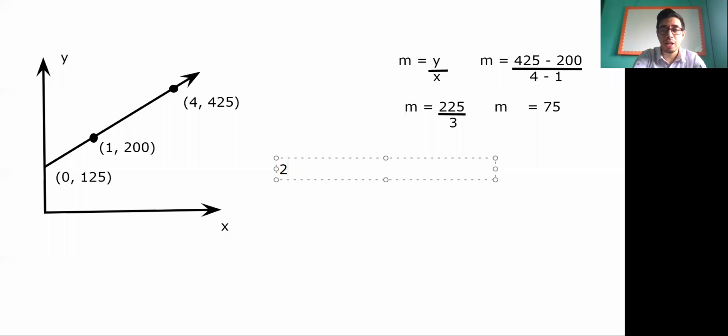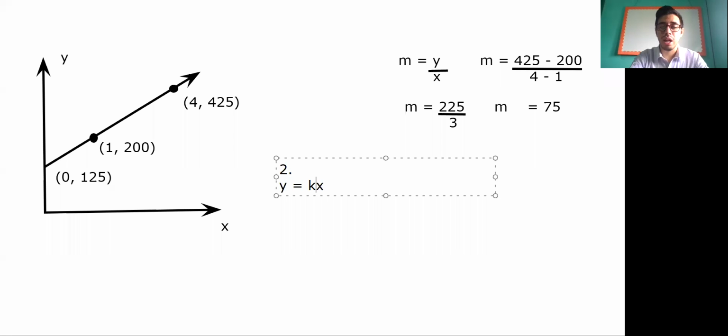We need to write an equation to represent the total cost for DJ Dave for any number of hours. Do you remember this equation? Y is equal to K multiplied by X. This is the constant of proportionality, right?